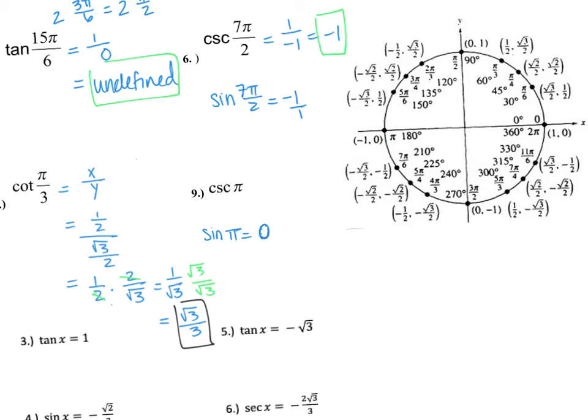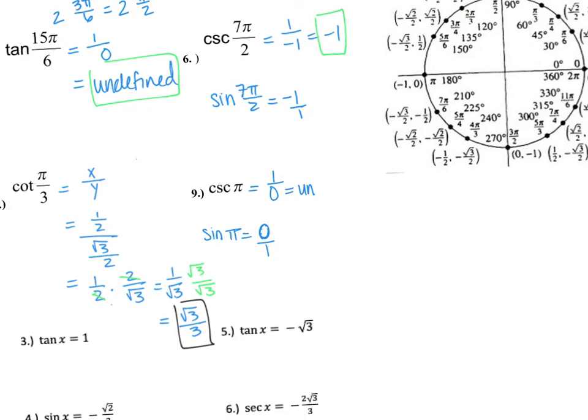So if I wrote this 0 over 1 and I took the reciprocal of it, that means that cosecant would be 1 over 0. So it turns out this is going to be undefined because the 0 is in the denominator. Even though sine was 0, you can always put that over 1 and make that into a fraction so that when you flip it, you realize that cosecant can't have a 0 in the denominator, so it's undefined. That one's kind of tricky.